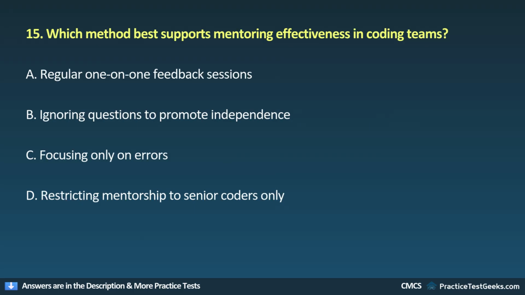15. Which method best supports mentoring effectiveness in coding teams? A. Regular one-on-one feedback sessions. B. Ignoring questions to promote independence. C. Focusing only on errors. D. Restricting mentorship to senior coders only.